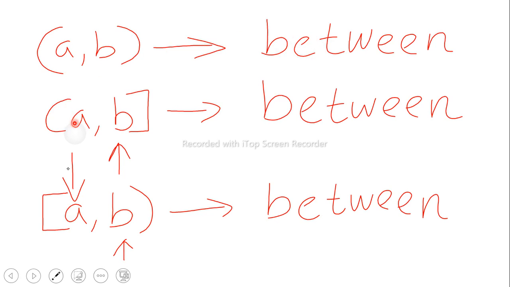We have seen where A is open but B is closed, so that means all the numbers in between A and B, but we include B, but we do not include A. And finally, for this one, this is saying all the numbers in between A and B, we include A, but we do not include B. Okay, so that's how we read it.